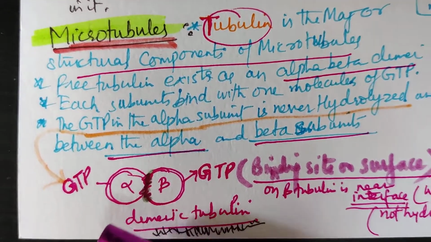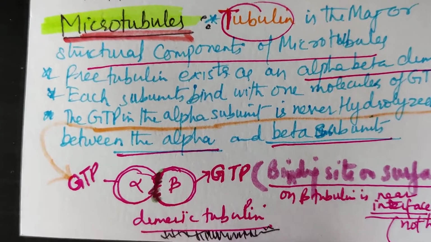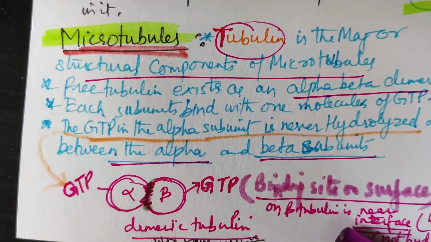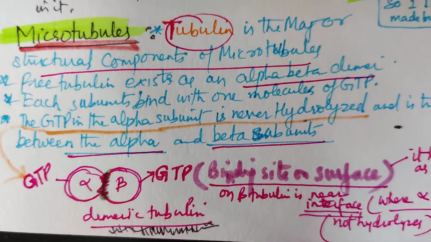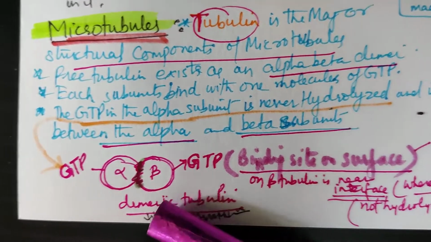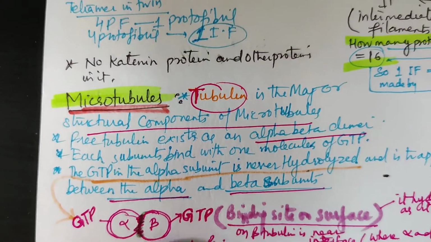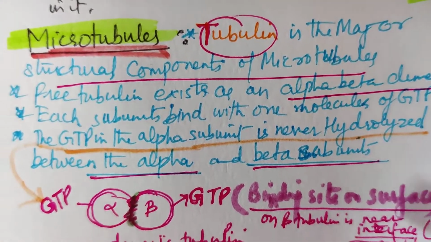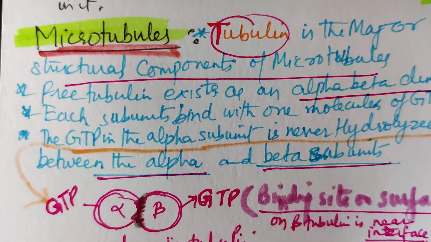Here is a GTP shown with one line, and these two circles show the alpha and beta dimeric tubulin. GTP has a binding site on the surface of beta tubulin, and the interface between alpha and beta is shown with a violet line in the center. That is why the GTP in the alpha subunit is never hydrolyzed and is trapped between the interface. The interface is always between the alpha and beta units.